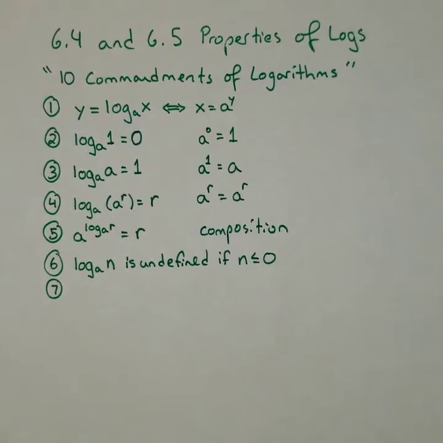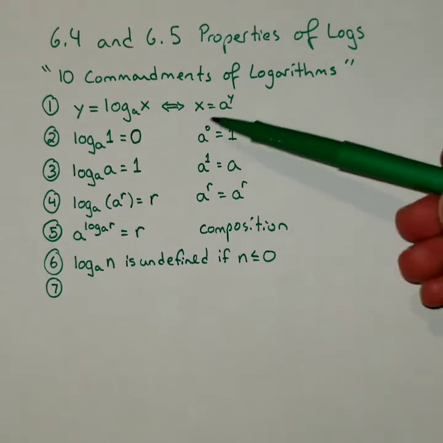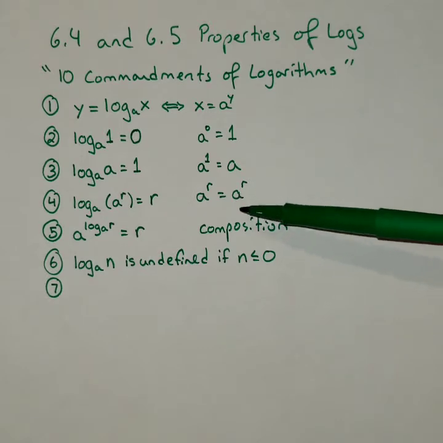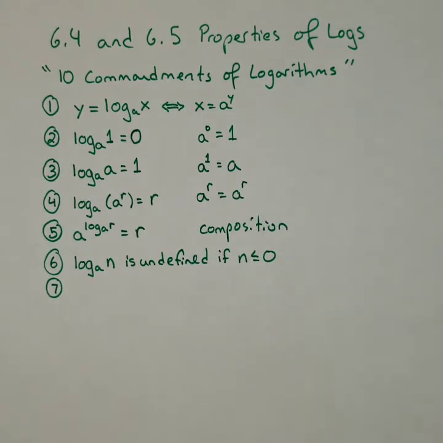Right, so we left off talking about the 10 commandments of logarithms, these 10 fundamental properties that we're discussing. And we left off on number 7. Most of these have dealt with some sort of similarity to an exponent rule. And this one, actually 7, 8, and 9 are no different.